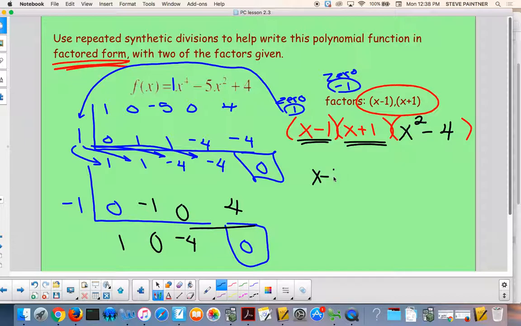X minus 1 times x plus 1 times x plus 2 times x minus 2. Is this completely factored? Yeah. And you should know it is because every factor is linear. Once you get to x to the first, there's no more factoring. You can't factor linear factors, okay? Go ahead.